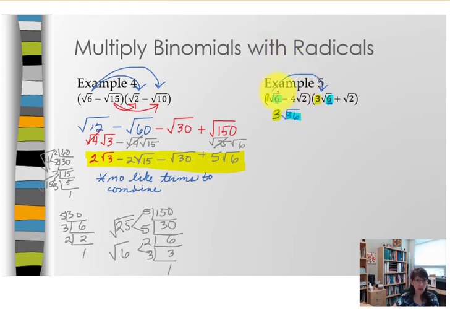Our next distribution, square root of 6 is multiplied by square root of 2. So the terms that have cleared the radical, 1 times 1 would be positive 1, and under the radical we have 6 times 2, which is 12. Now we're going to distribute negative 4 square roots of 2. So the terms that have cleared the radical are the negative 4 and the positive 3. That makes minus 12 outside the radical. Under the radical, 2 times 6, that's 12.